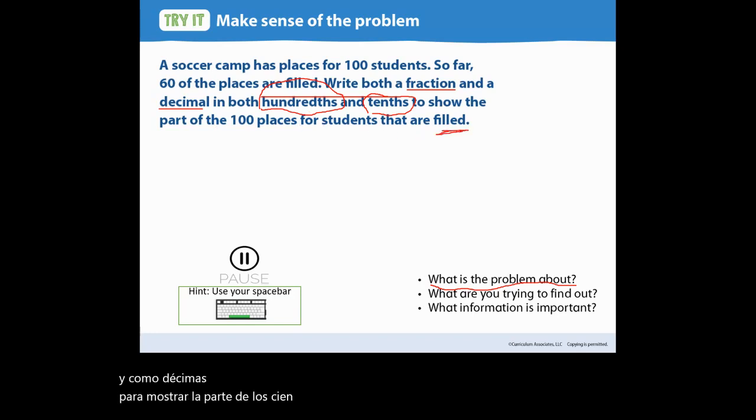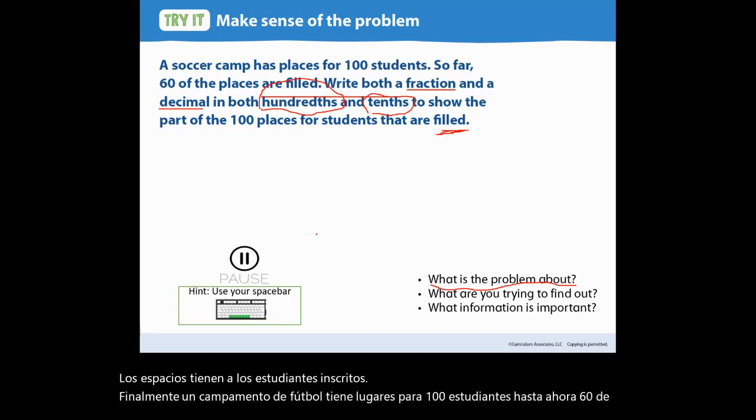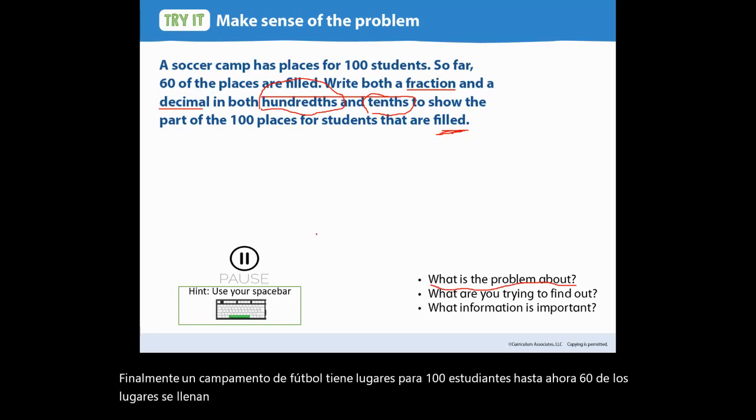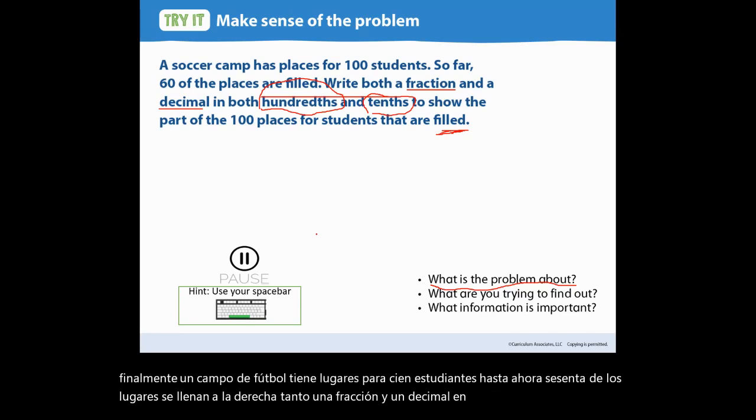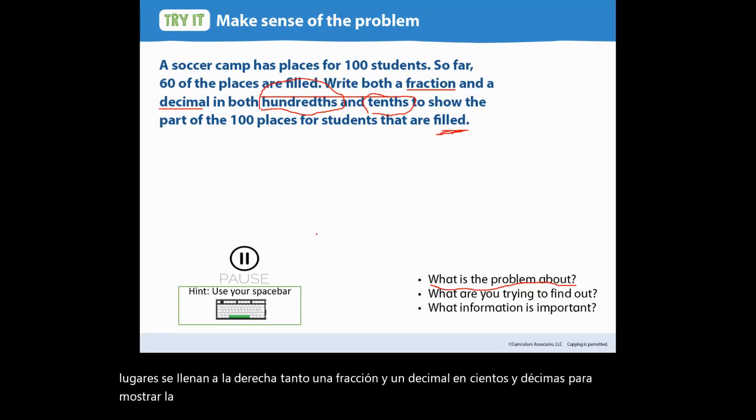So how many spaces have students signed up for? Finally, a soccer camp has places for 100 students. So far, 60 of the places are filled. Write both a fraction and a decimal in both hundredths and tenths to show the part of the 100 places for students that are filled.